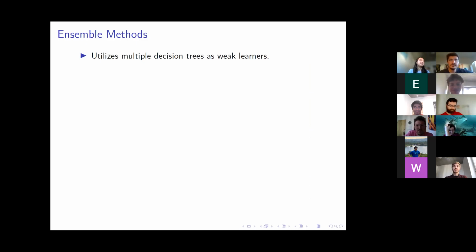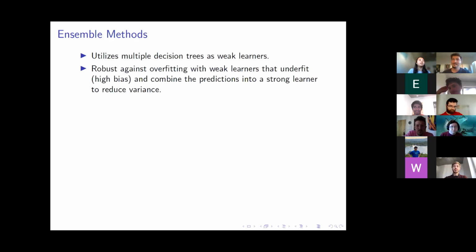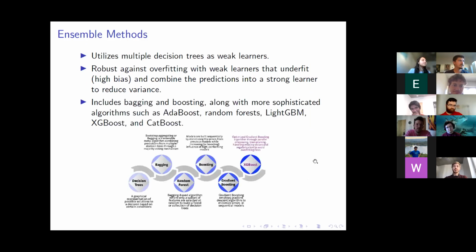So one of the great advantages of ensemble methods is you're able to utilize multiple decision trees as weak learners. So basically you underfit all of your individual trees and then you combine them together to have like a strong learner at the end. And this helps reduce the variance. So it helps with that bias variance trade-off we talked about earlier. And this includes basically all the methods that we have left. So bagging and boosting, and then there's some more sophisticated algorithms such as AdaBoost, random forest, LightGBM, XGBoost, and CatBoost. And we'll talk about a couple of these.